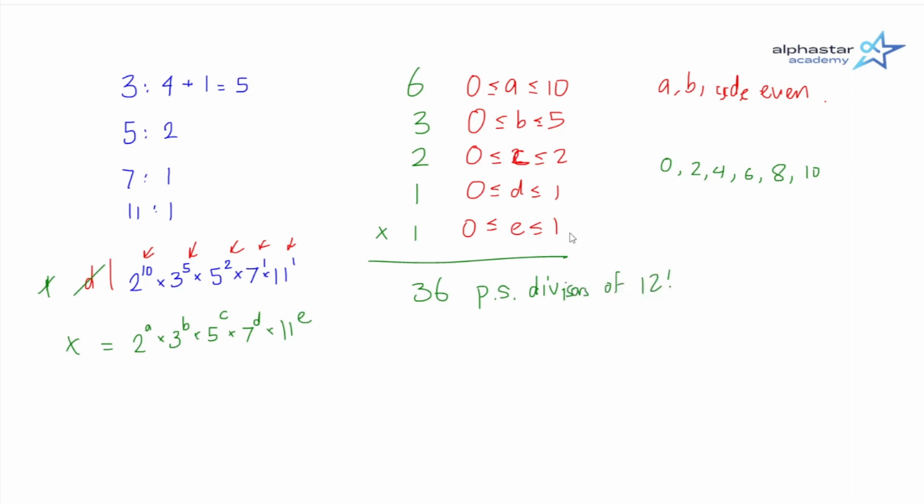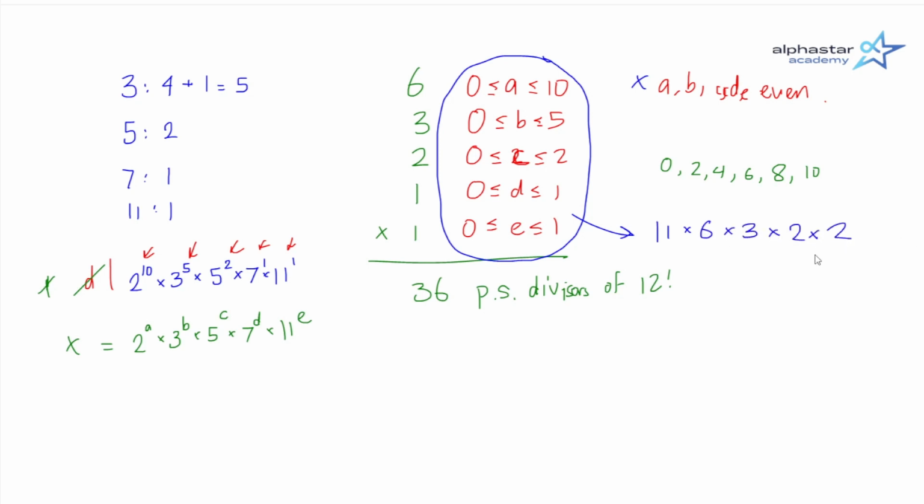Now, how do we find the probability? The probability is just the number of perfect square divisors divided by the total number of divisors, perfect squares or not. The number of divisors is just the number of ways to pick a, b, c, d, and e, and we don't require these numbers to be even anymore because we can have any divisor. So a can be any number from 0 to 10, for 11 possibilities. b can be any number from 0 to 5, for 6. c has 3 possibilities. d has 2, and so does e. So our answer is 36 over 11 times 6 times 3 times 2 times 2.